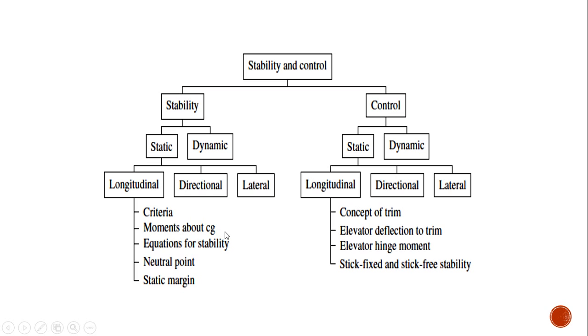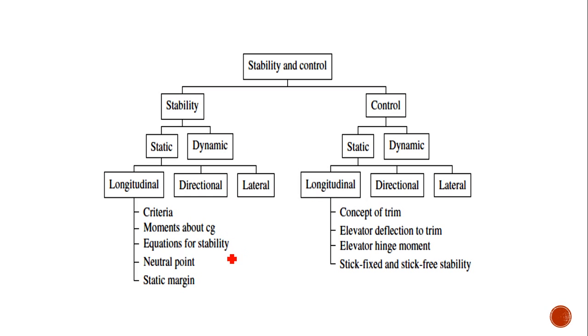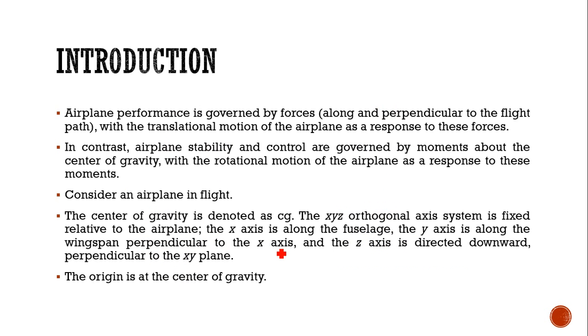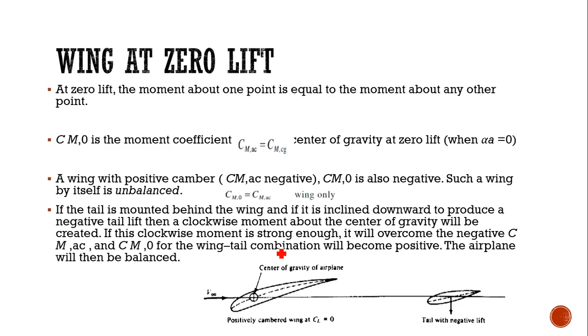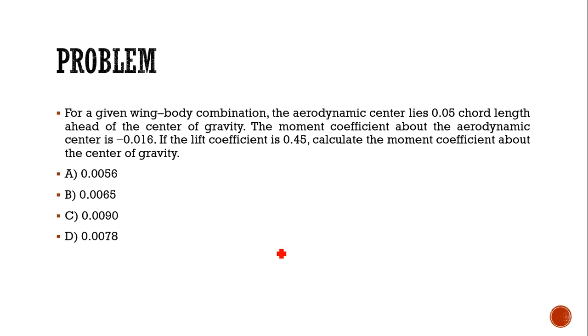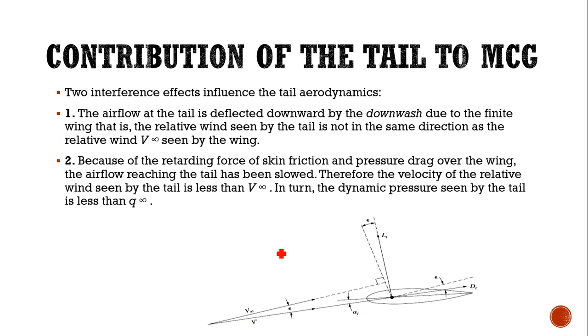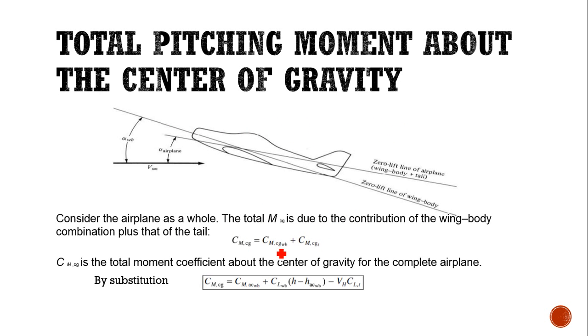So we finished the moment about the center of gravity. Now we need to move on to topics like the equation of stability, static margin, neutral point and so on. The next topic is the total pitching moment about the center of gravity.